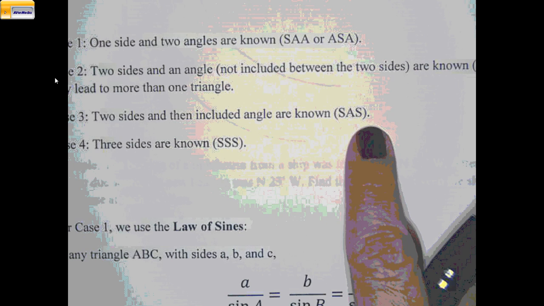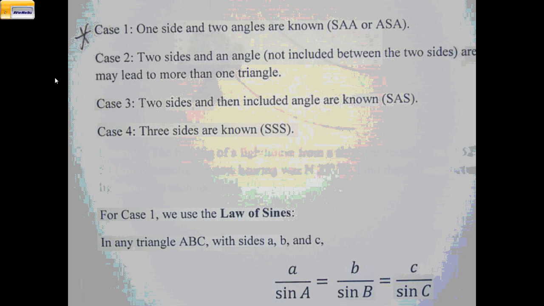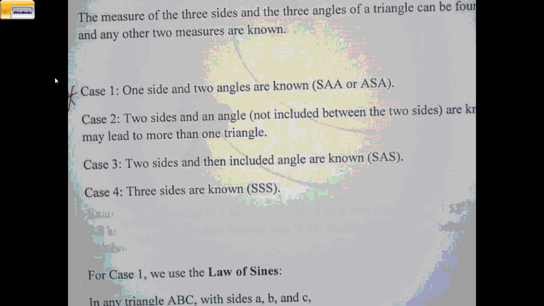Case 3 is where they give you 2 sides and an included angle. We're going to talk about that, I think, Monday. And then they might give you 3 sides. Side, side, side, and you can find 3 angles from that. So we're just focusing mostly today with case 1. And the method is called law of sines.